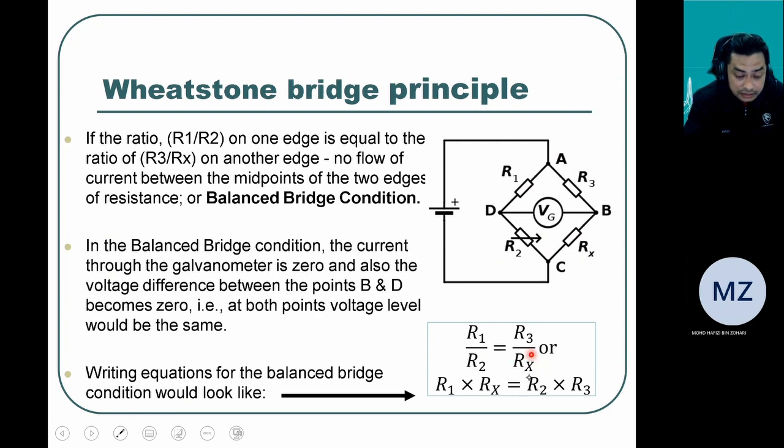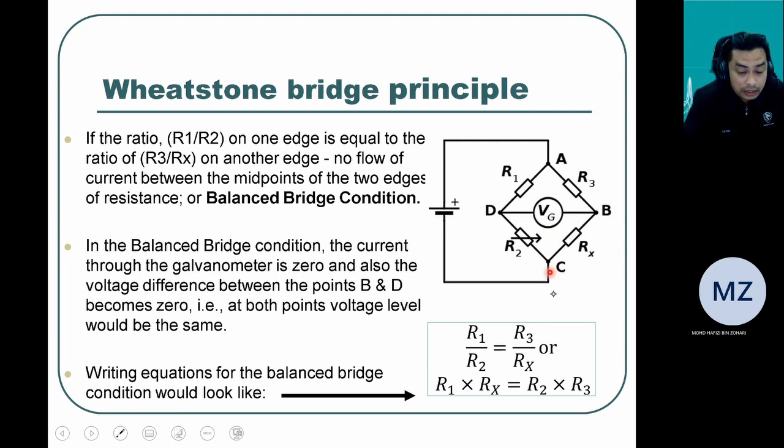So if this Rx is increased due to the increase of the temperature that we want to measure, it will create unbalance to the VG. When it is unbalanced, it will have a value. If this is balanced, this ratio is equal to this ratio, and the VG will have zero value, because there is no current in the system because of resistance balance. So no current working, so there's no voltage.